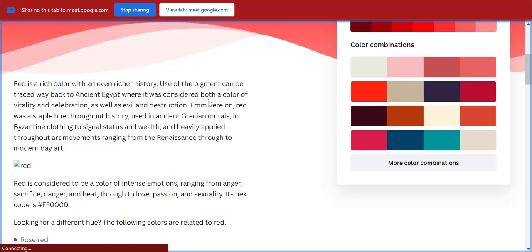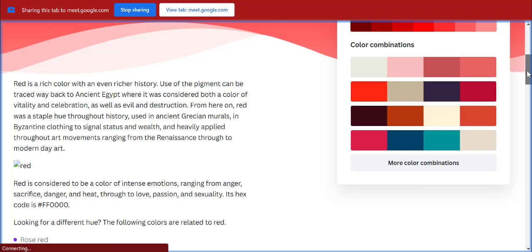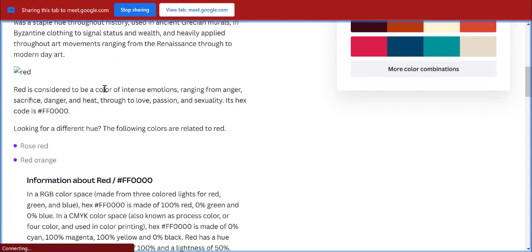So it said red is a rich color with an even richer history. So all these things, I want to go straight to the point of what red symbolizes. So it says here, red is considered to be a color of intense emotions, ranging from anger, sacrifice, danger, heat, through to love, passion, and sexuality. And this is the color code for red.